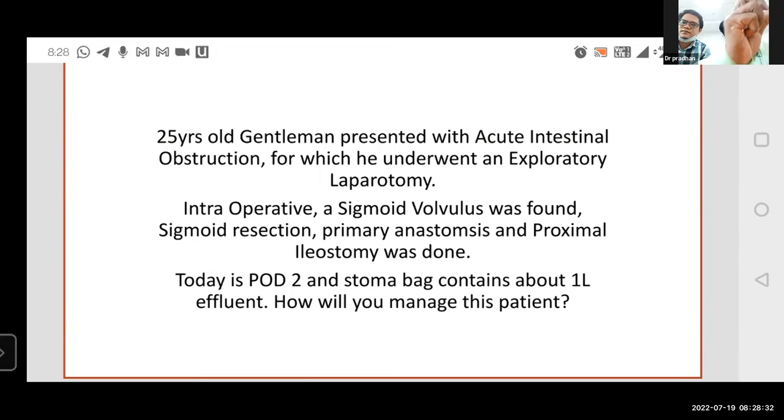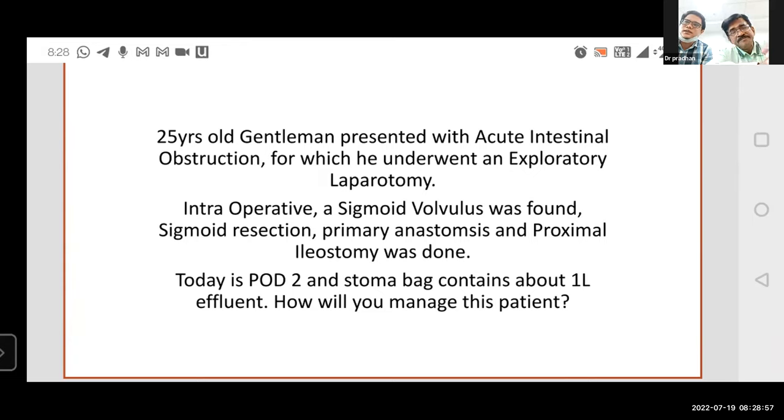What are the different types of this anatomically? If you go by the anatomy of this stoma, what are the different types of stoma I can create? Here you have done a loop ileostomy. Yes, sir. That means what? You brought out a loop through your peritoneal rent and the sheath rent, and you have created the stoma. What are the other types of stoma? Any other type, apart from the loop?